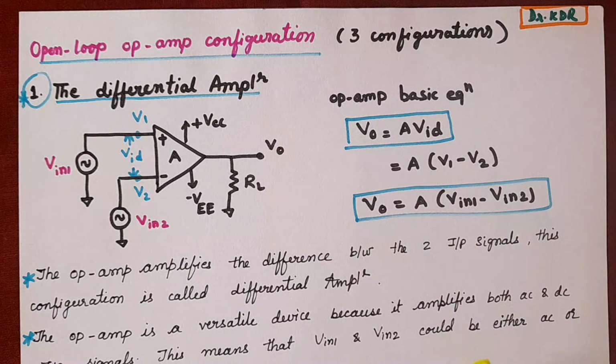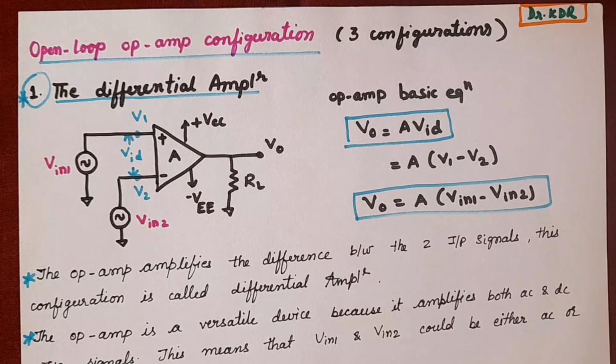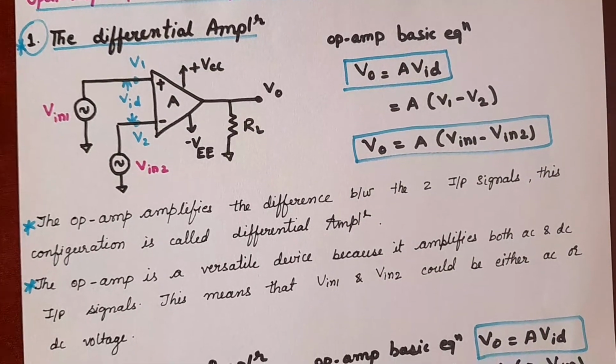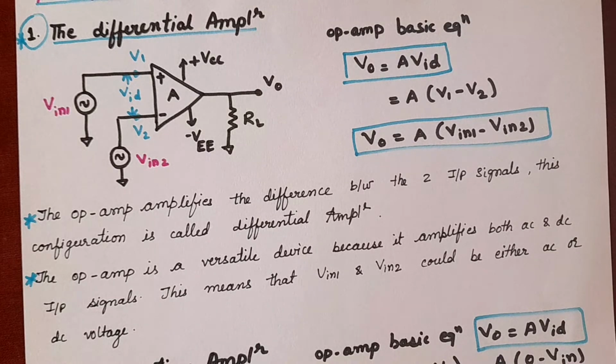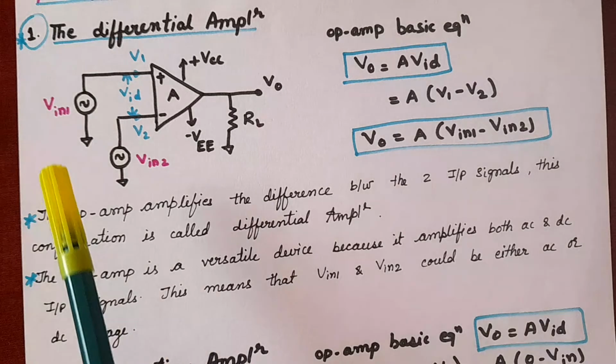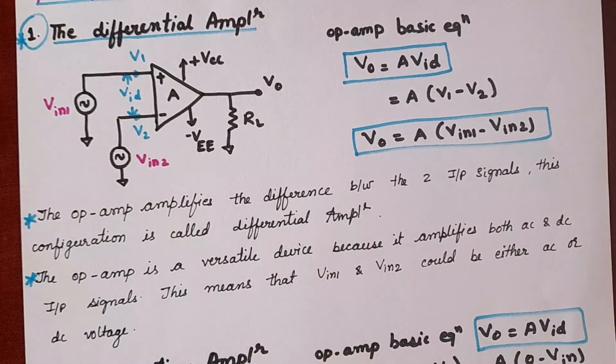The op-amp is a versatile device because it amplifies both AC and DC input signals. This means that Vin1 and Vin2 could either be AC or DC voltages. So what is a differential amplifier? It amplifies the difference between the two input signals.